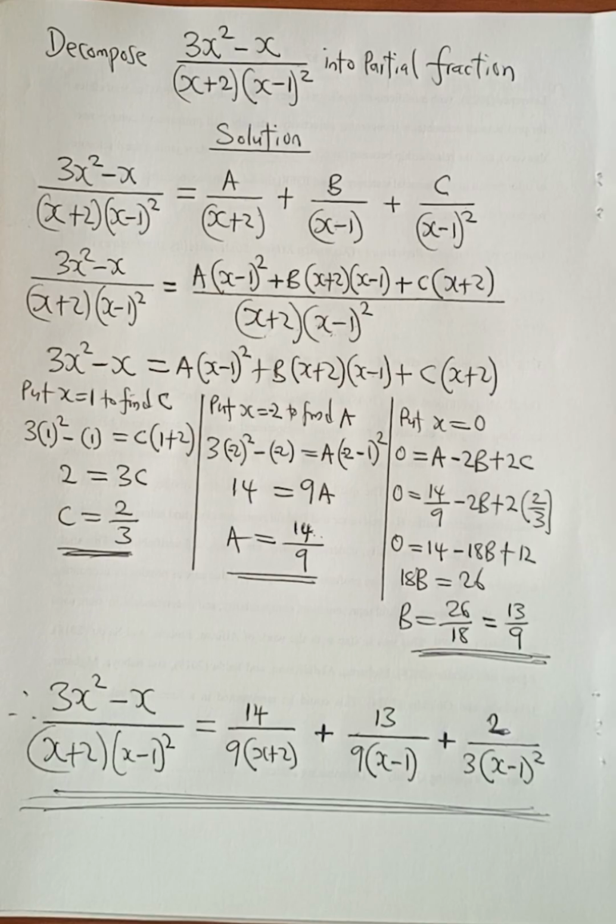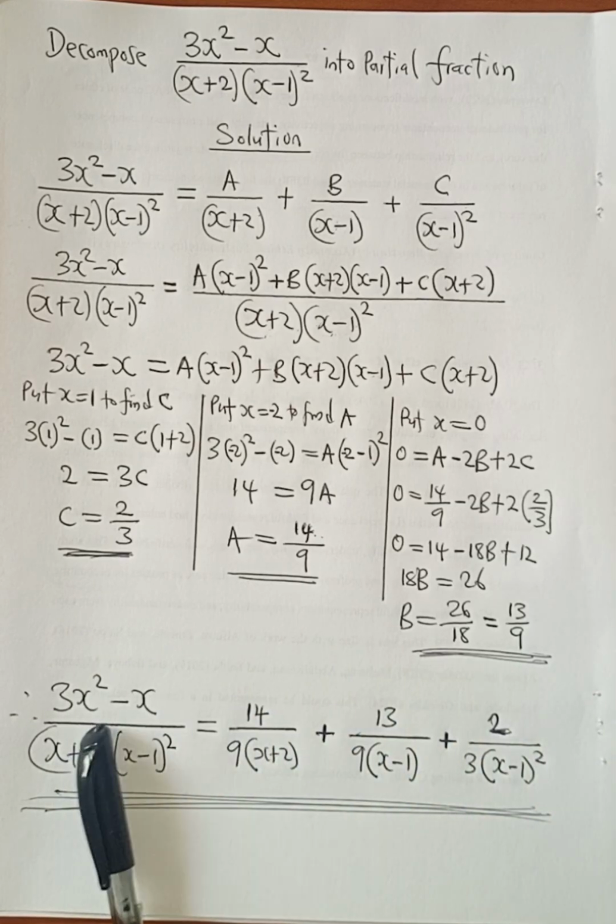Now, I believe this makes sense. So it doesn't matter how the question looks like. If it's repeated square, follow this procedure, you will get your answer. If you solve for only this side now, this is what it will give you.